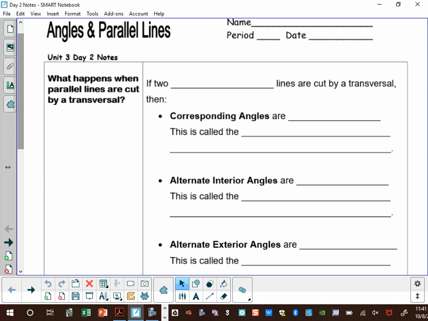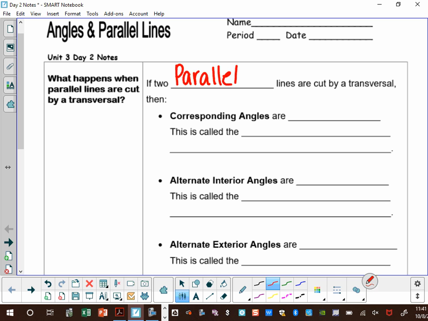Alright, use it for today, even though you may not be able to see much on it. Alright, so if two parallel lines are cut by a transversal, then 4 things can happen. These are our 4 angle relationships that we've already learned. So we know that corresponding angles are congruent.